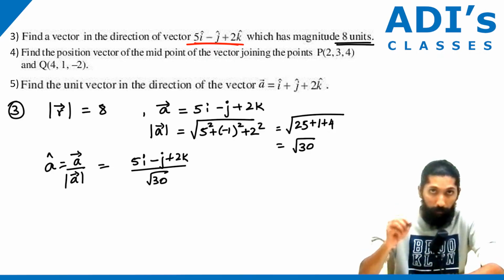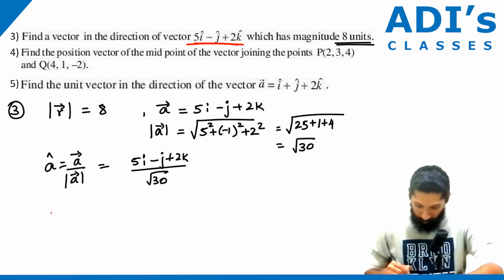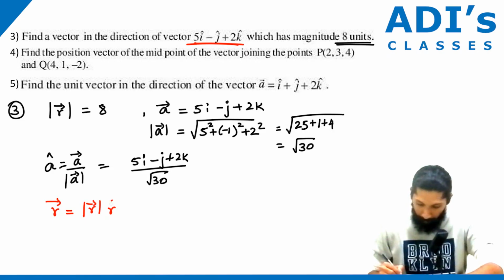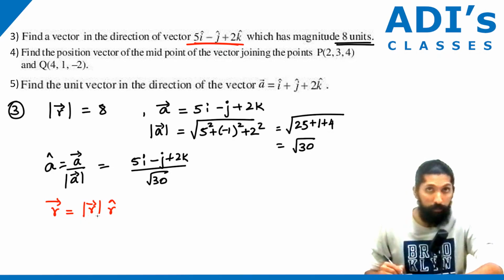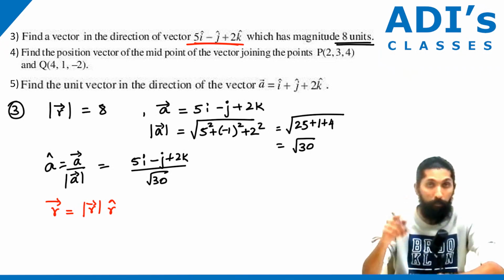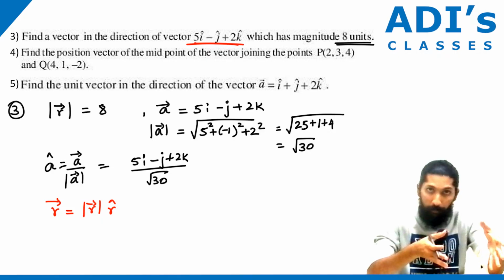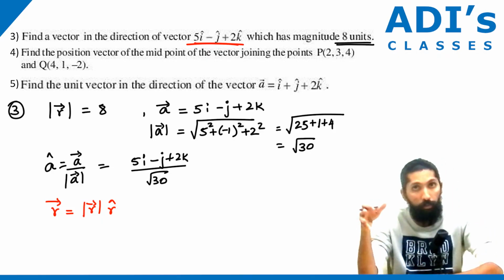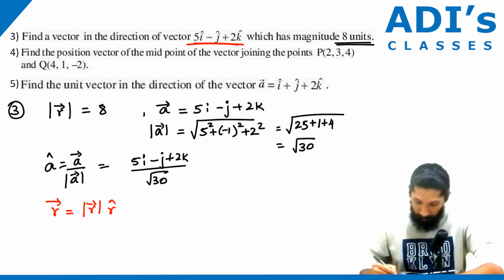Now remember, whenever we talk about a vector, vector r is always given by mod of r into r cap. Correct? See, mod of r, we know the value is 8. R cap is nothing but a cap, because vector r and vector a both have the same direction. That means whatever the value of a cap we have, r cap is also going to be the same. Correct? So here, what do we get then?